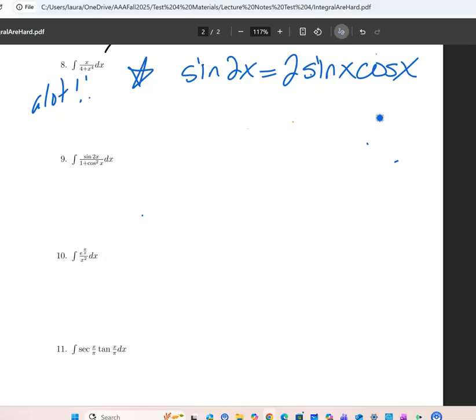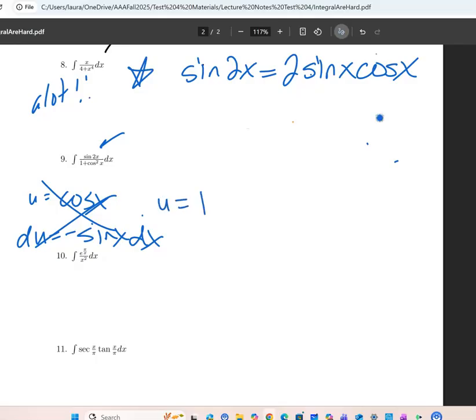What happens if I let u equal cosine? Then du is negative sine of x dx. That's not what's up there, is it? Nope, that's not going to work. So let's try u equaling the denominator.